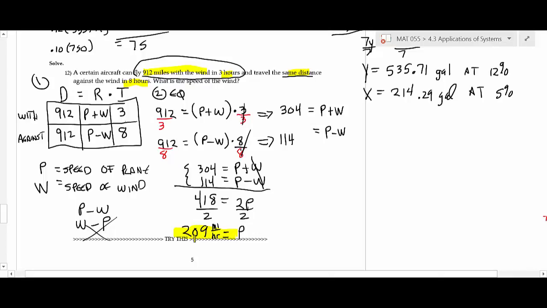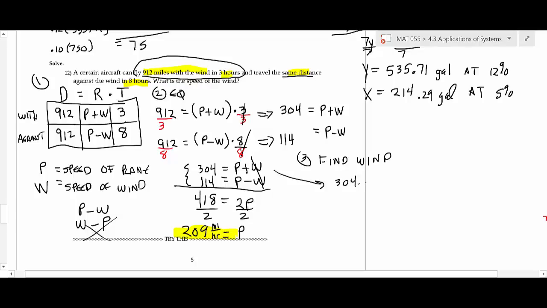Okay, all right, so that's what you do. Now the third thing you've got to do is find the speed of the wind. What you always do on that is go back to the system. You could go way back to the beginning, or you could just go back to one of these two right here. I'd be inclined to just go with 304 equals P plus W. So let's write down this equation.